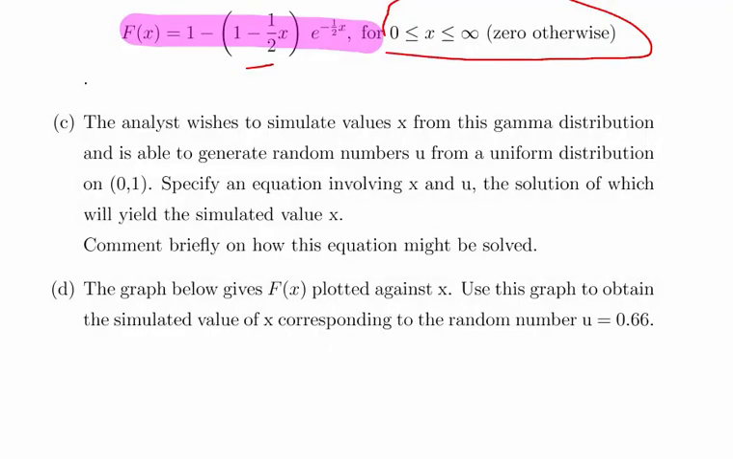The analyst wishes to simulate values x from this gamma distribution and is able to generate random numbers u from a uniform distribution on 0, 1. Specify an equation involving x and u, the solution of which will yield the simulated value of x, and comment briefly on how this equation might be solved.